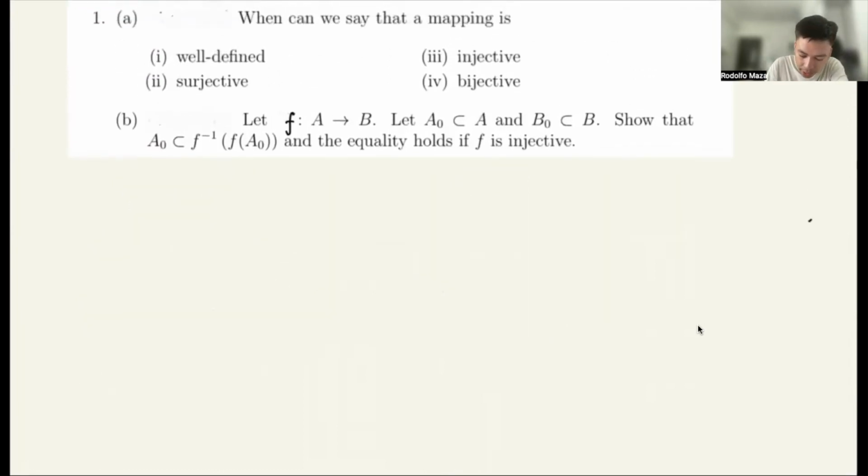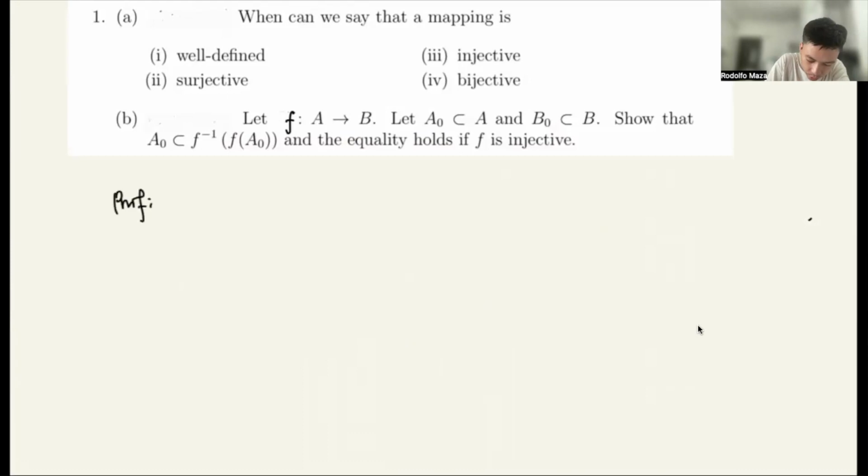How about for letter B? So yung letter B, let F from A to B, and then A sub 0 is a subset of A and B sub 0 is a subset of B. Show that A sub 0 is a subset of F inverse of F of A sub 0 and that equality holds if F is injective. So, paano yan? Prove natin.